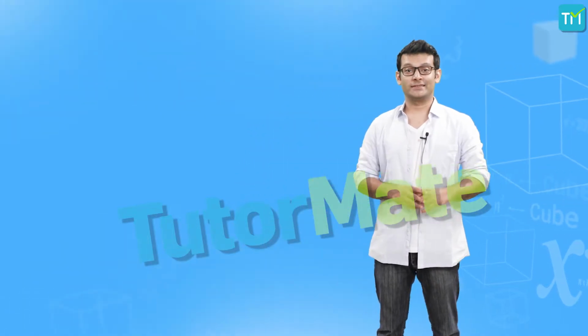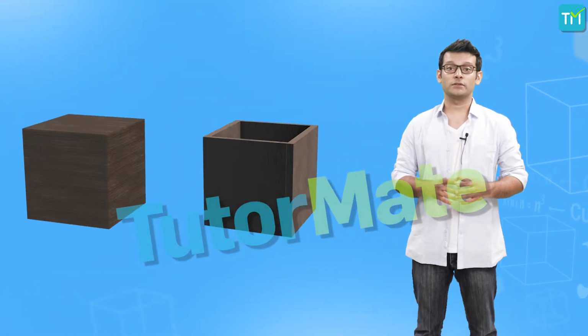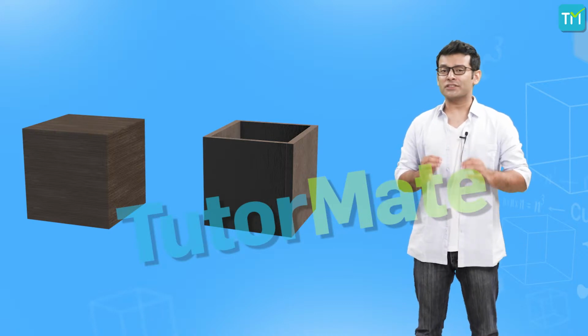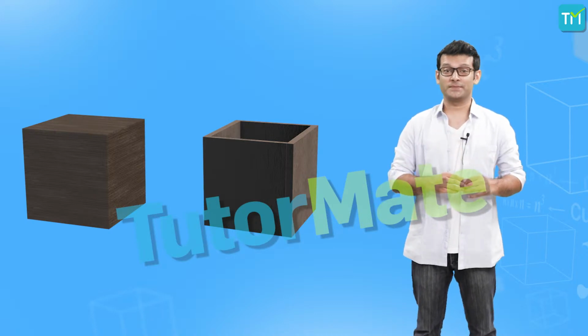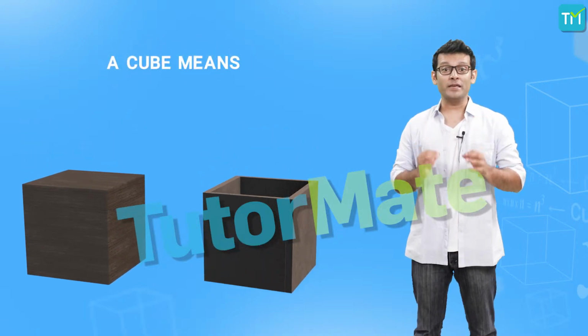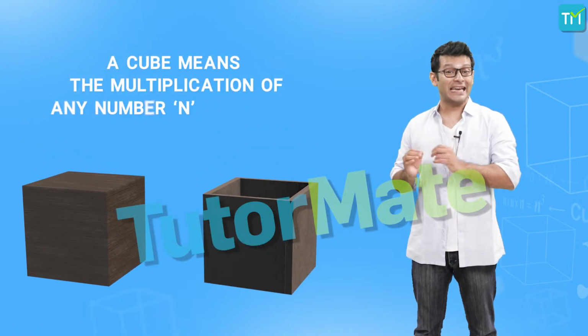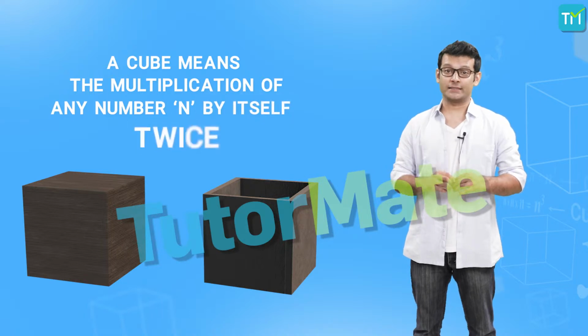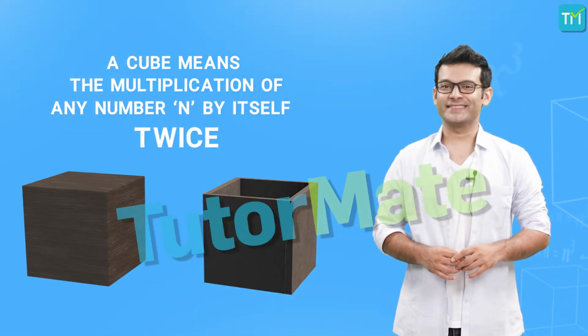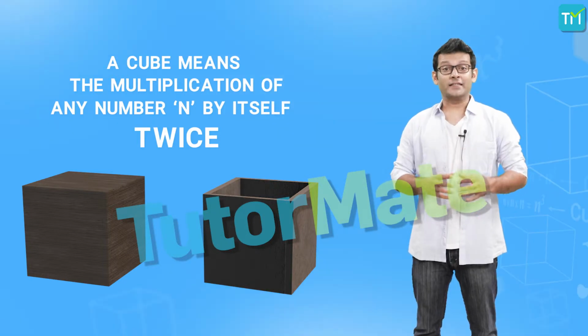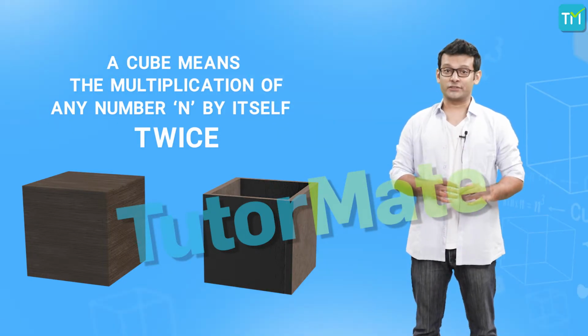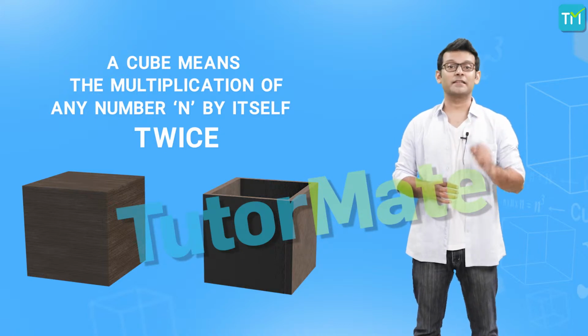In terms of geometry, any three-dimensional symmetrical object which has 6 equal squares as its 6 faces is called a cube. It can either be solid or hollow. But how do we understand what the term cube means in algebra? In algebra, a cube means the multiplication of any number n by itself twice. Does this remind you of something? Yes, squares. When a number is multiplied by itself once, then we get the square of that number.